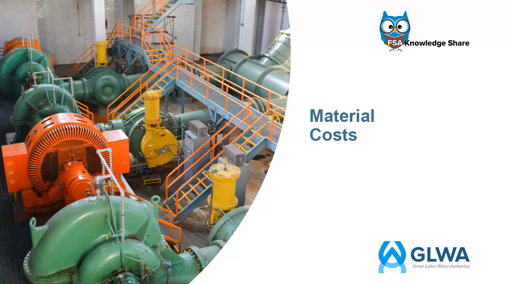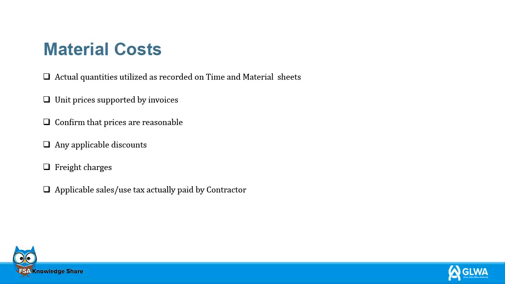Furthermore, the project manager shall verify all material quantities and supplier invoices are fair and reasonable. Material costs should be thoroughly reviewed for the following. Actual quantities utilized is recorded on time and material sheets. Unit prices supported by invoices. Confirm that prices are reasonable. Any applicable discounts. If the contractor receives discounts, those savings should be passed on to GLWA. Freight charges and applicable sales use tax actually paid by the contractor. Currently, all contractors are required to pay sales taxes.